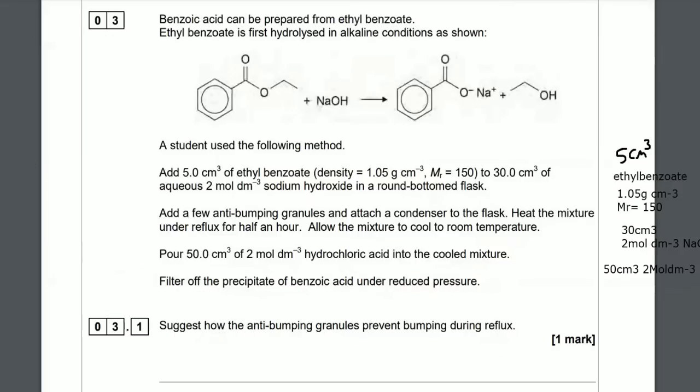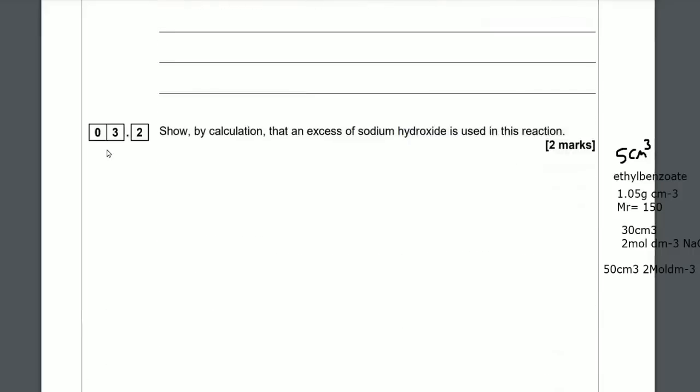Suggest how the anti-bumping granules prevent bumping during reflux. Anti-bumping granules break up large bubbles that are created when you boil a liquid, which could potentially be explosive, crack your equipment or cause it to fall over. They stop the liquid bubbling so violently by creating smaller bubbles, so they only allow small bubbles to form and no large bubbles.